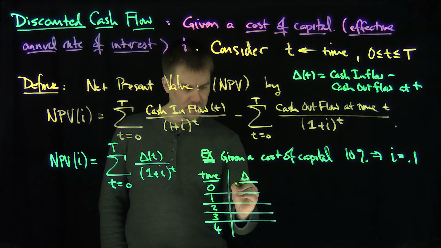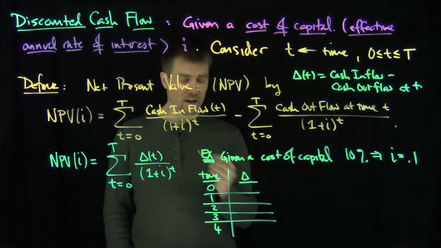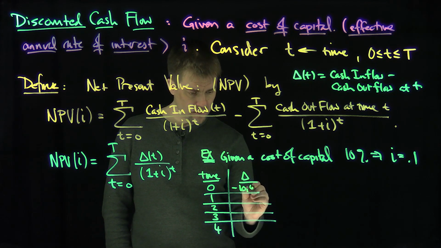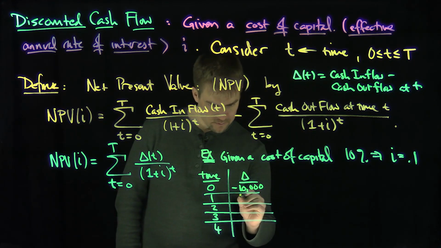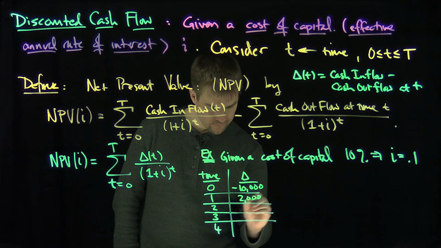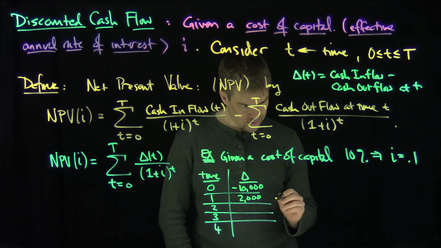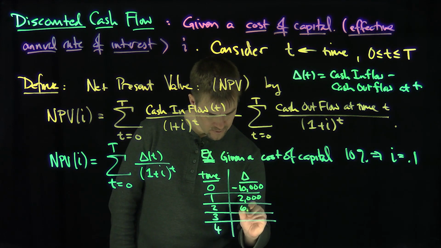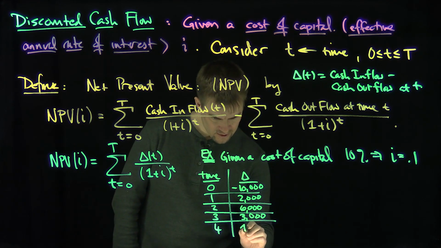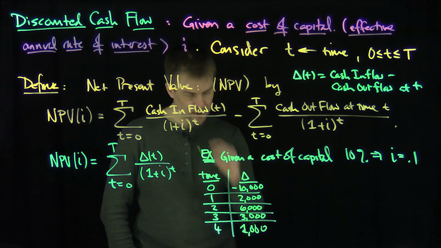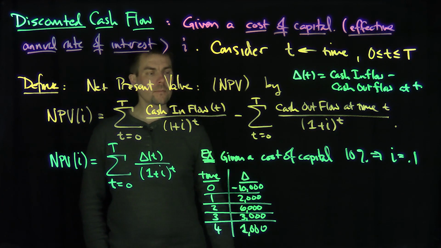Let's say you make an investment of $10,000 at time 0. So you have negative 10,000. And then let's say you get a stream of payments: $2,000 at time 1, so you make $2,000 in the first year. Then you make $6,000 in year 2. Then you make $3,000 in year 3. Then you make $1,000 in year 4. Okay?